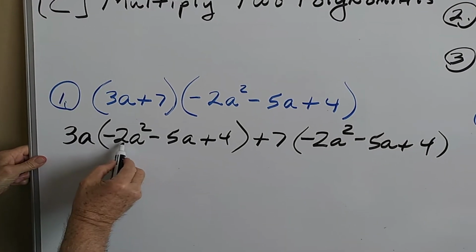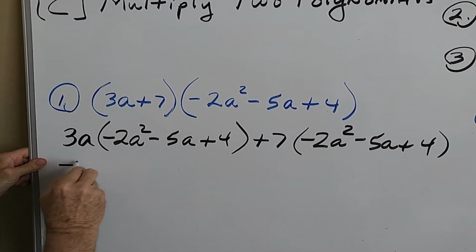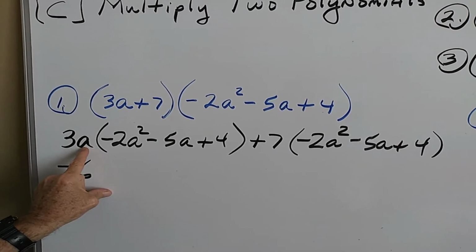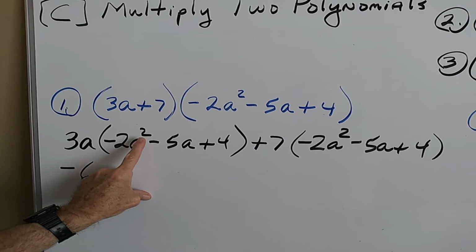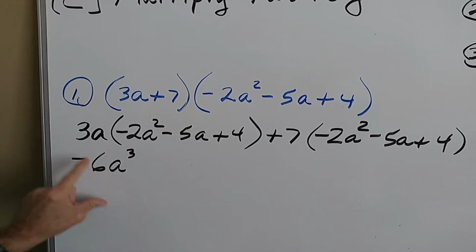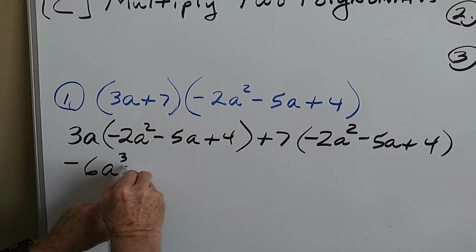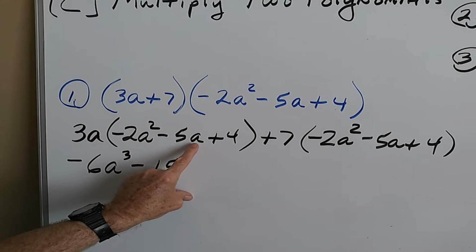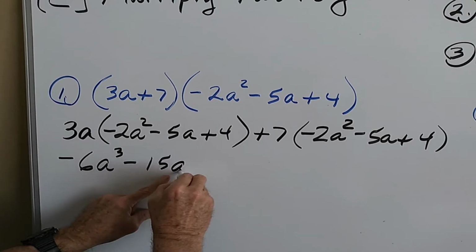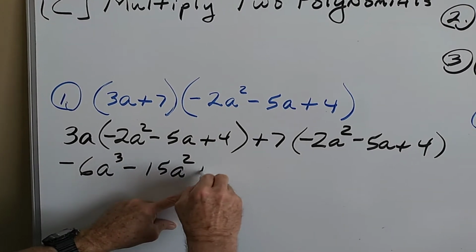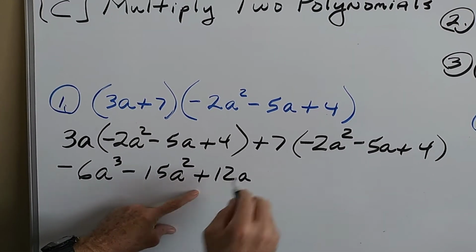And now we distribute. Positive times negative. Coefficients first. Negative 6. And now the product rule. A to the 1 times a to the 2. Add the exponents, a to the third. Positive times negative. A negative 15. A to the 1 times another a to the 1. Add those exponents, a squared. Positive times positive, a positive 12a.